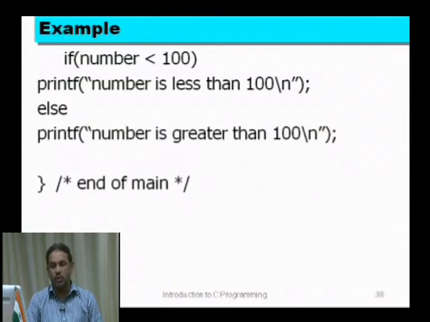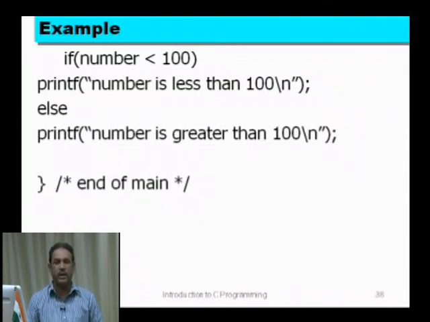If it is true, the message in the first printf statement will be executed, and if the value is false, the message in the else part will be executed. So, this is a simple example for checking whether the number is less than 100 or not. Similarly, you can write a check to see whether the number is even or not.